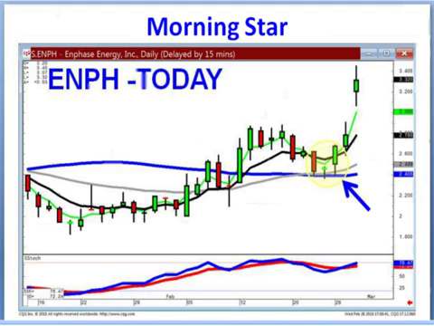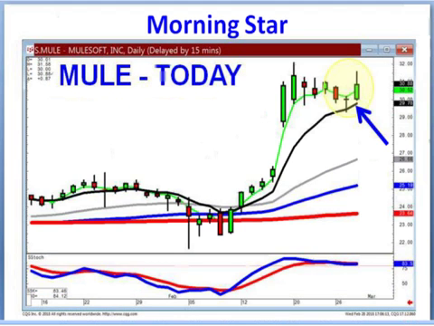This is today's signal, MULE. Look where the Morningstar signal occurred, right smack dab here on the T line. So if this opens positive, what's it indicating? That we probably have a J hook pattern in progress.